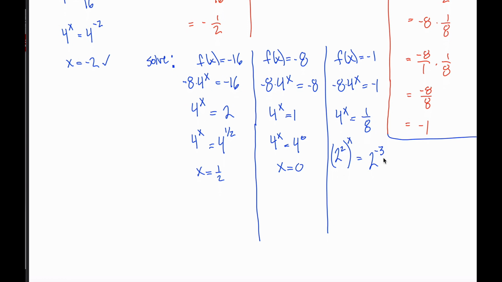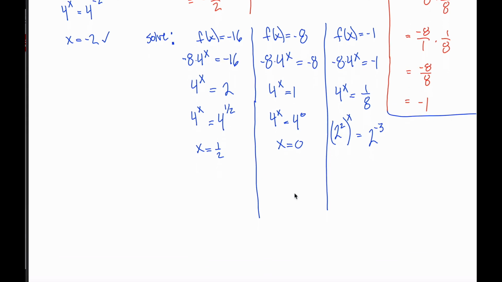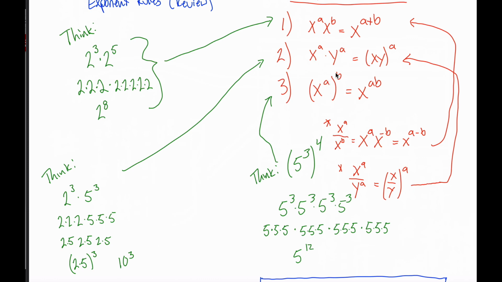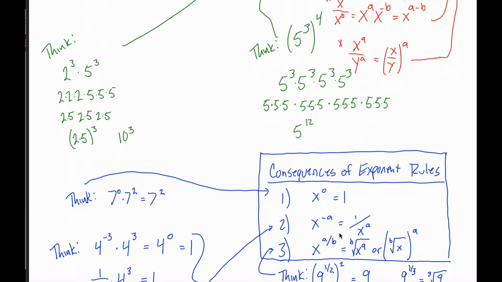The advantage to writing it this way is I'm only one step away from writing this with the same bases. That base is not a 4. That base is going to end up being a 2. But that's fine. As long as I end up with the same bases, I can say that the exponents are the same. The problem is this one's 2 squared. It's not just 2, it's 2 squared. But you have this exponent rule. It's your third exponent rule. This says when you're raising exponents to exponents, you can just multiply those two exponents.